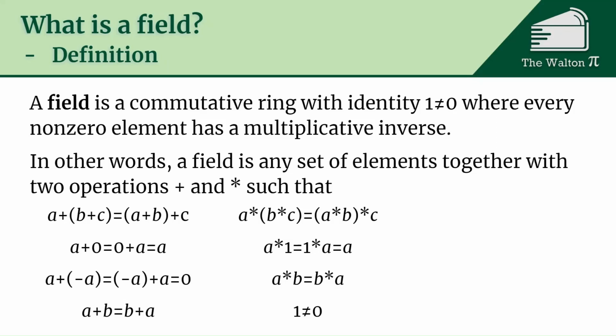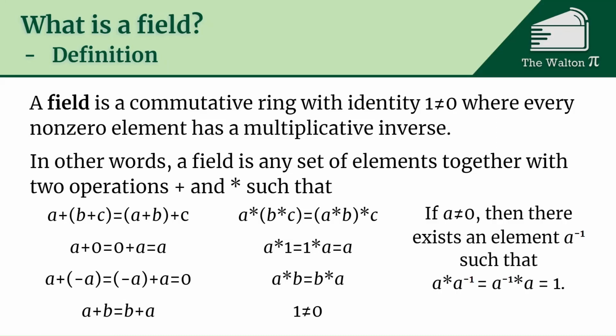And then we also have this other condition, a multiplicative inverse. So that means that if a is non-zero, then there's an element which we're going to call a inverse, such that a times a inverse is a inverse times a, which is 1. So all of that together means that this is a field. So if all of these properties check out, that means that this is in fact a field.